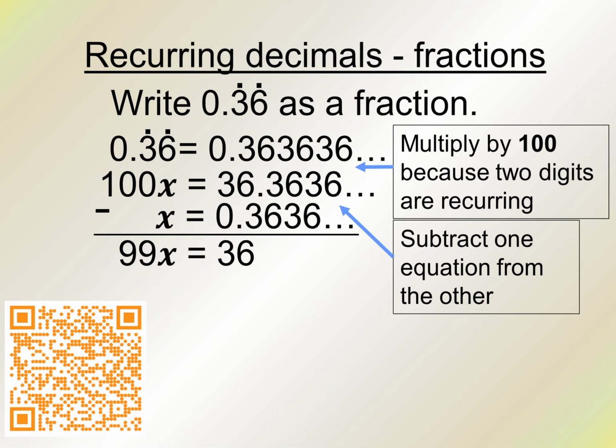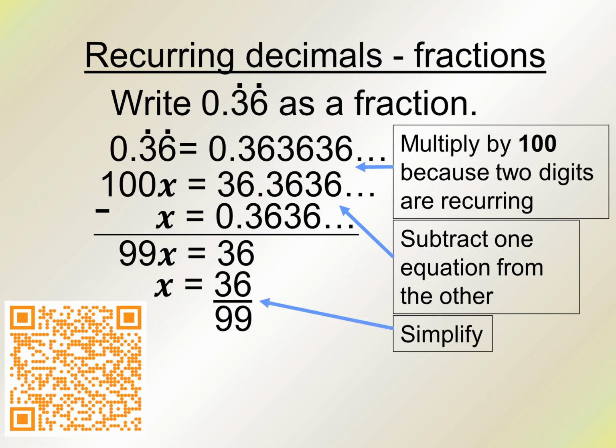And to find x, we divide by 99, so 36 divided by 99. Always check if you can simplify further. So in this case, we can. And the highest common factor that can go into 36 and 99 is 9. 9 goes into 36 4 times, and 9 goes into 99 11 times.